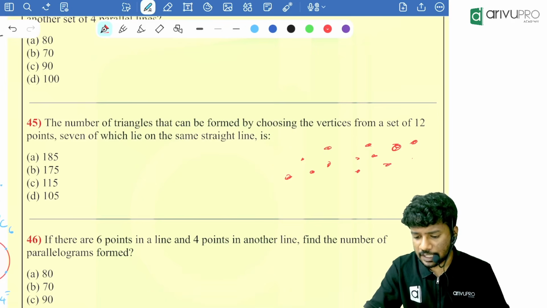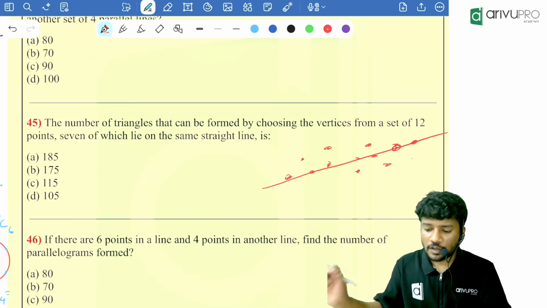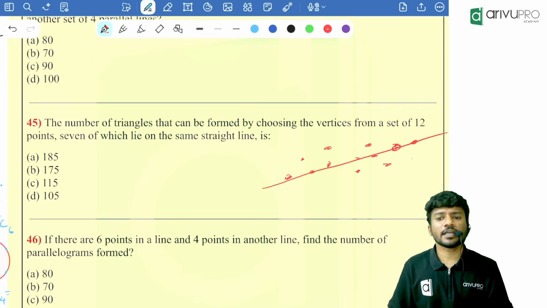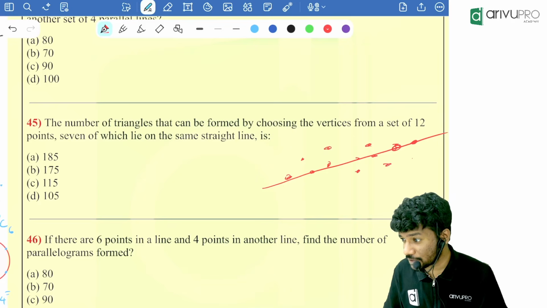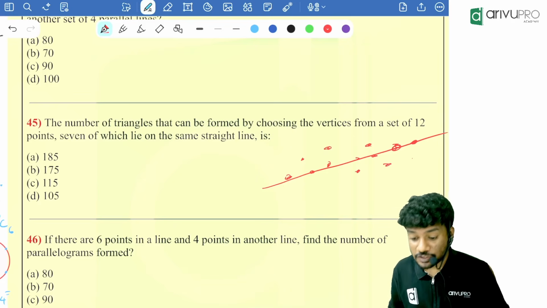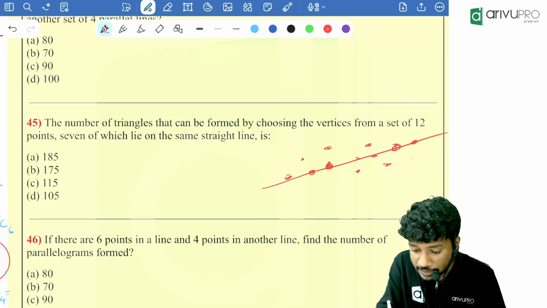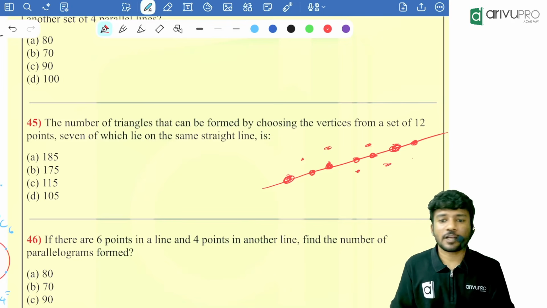And they are telling that 7 of them are collinear. 7 of them are collinear means all of them lie in a straight line. For example, all these 7 points lie in a straight line. How many triangles can be formed is the question.